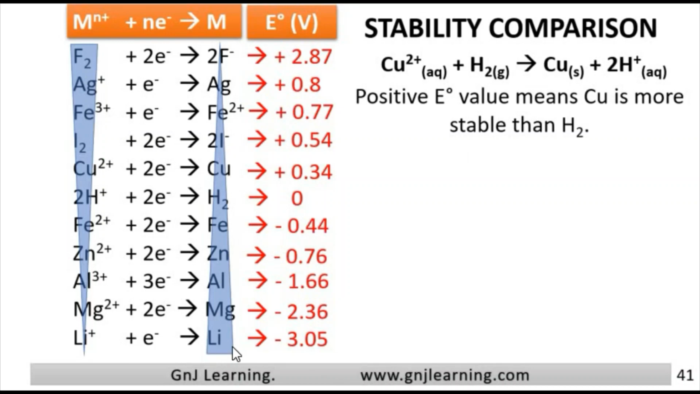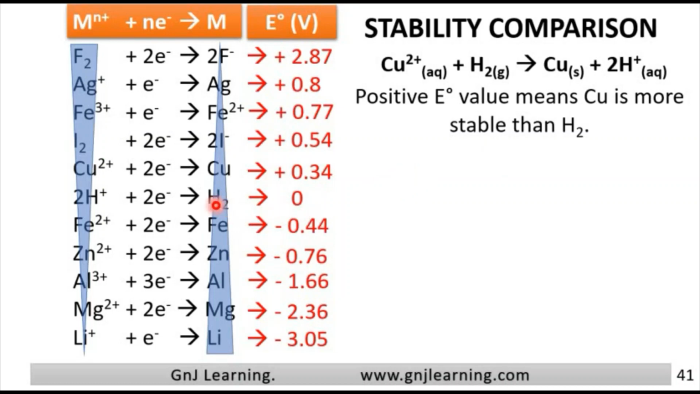So this we have already discussed. You can see here, as the E0 value increases, the reduced form's stability increases, and the most stable is F-, the fluoride ion. So in this case, comparing these two half cells, Cu is more stable than H2. So you can use the electrochemical series to compare stability.